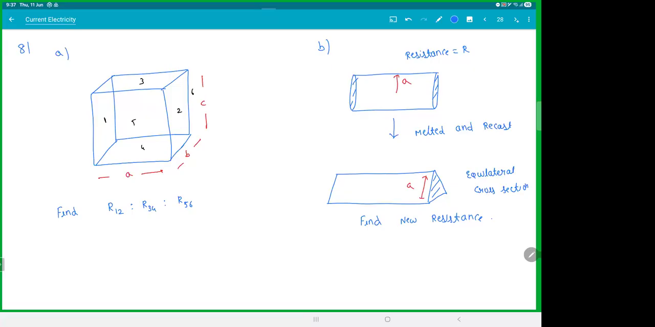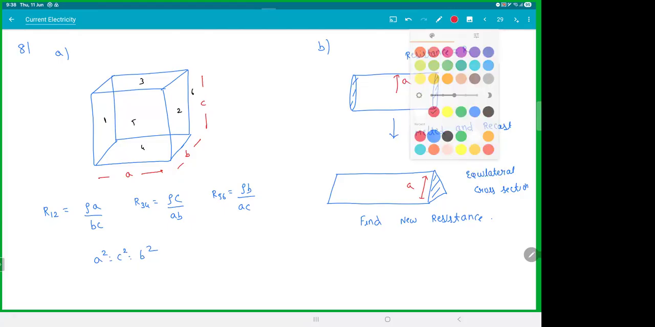Okay, let's see the first one. When you do between 1 and 2, ask yourself, what is L? L is the length along the current flow. What is A? Area perpendicular to the current flow. So for R12, current is going from 1 to 2, length is A, area is BC. For R34, rho, length will be C by AB. R56, rho B by AC. Multiply and divide by A, by C, by B. If you do this, we get the ratio A square is to C square is to B square.